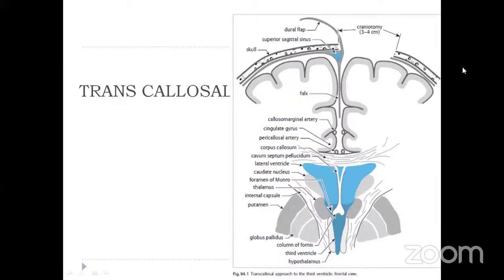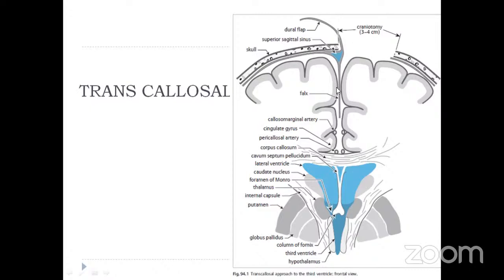So what is the transcallosal approach? When we go for a transcallosal approach to the third ventricle, we usually make a U-shaped incision, paramedian basically, and then we retract. With this U-shaped incision, we usually do a craniotomy of 3 to 4 centimeters. We retract the superior sagittal sinus medially, taking care, and then we go between the two hemispheres, between the falx. This is our center, like we are going here, to the region of the third ventricle.